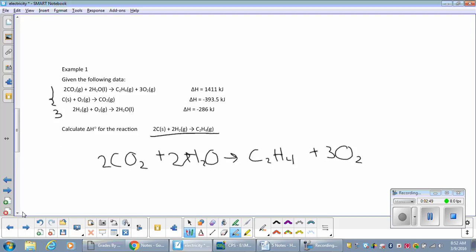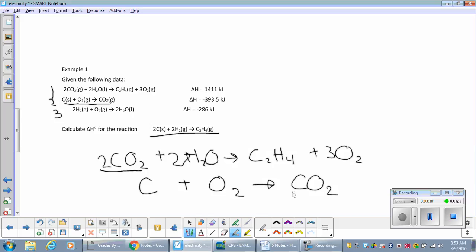From step 1, what do we want to keep? Well, we don't have carbon dioxide in the final reaction, and we don't have water. We do have C2H4, but we don't have oxygen. So we need to make sure that the other reactions end up canceling out our intermediate compounds. So for example, we want carbon dioxide canceled out. Well, our second reaction has carbon dioxide as a product. So that is good because if carbon dioxide is needed in a reaction and it's also created in the reaction, it's going to end up canceling out.